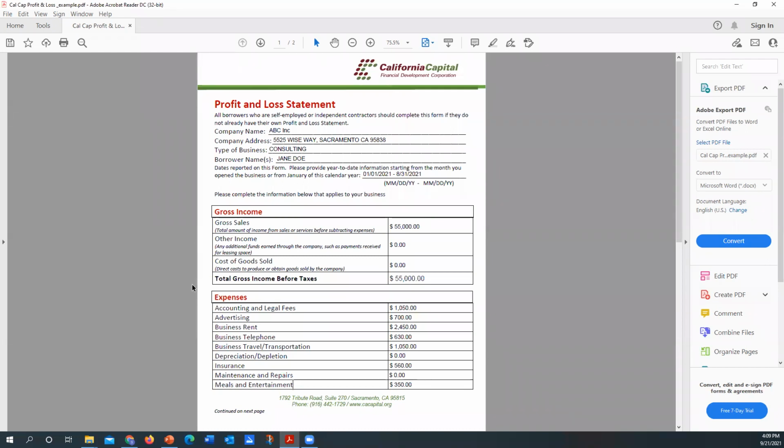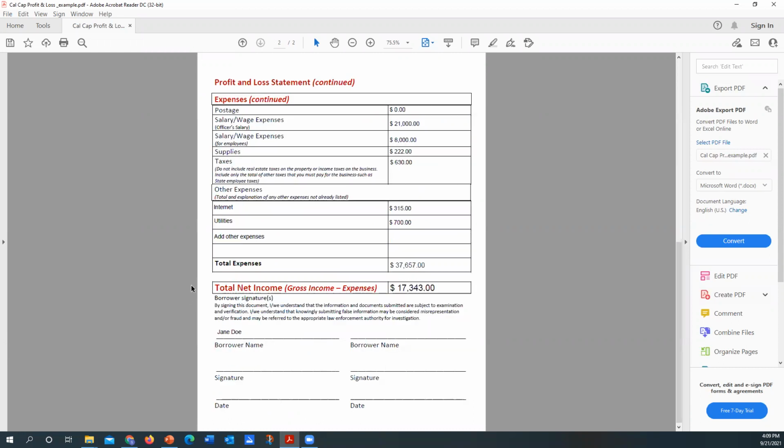There is no depreciation. They do have an insurance expense. They don't have a maintenance expense, and they have meals and entertainment expense. They don't have any postage expense. They do have a salary wage expense for an officer of $21,000. They do have employees that they pay for as well.